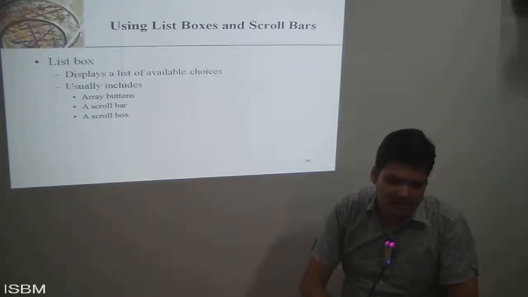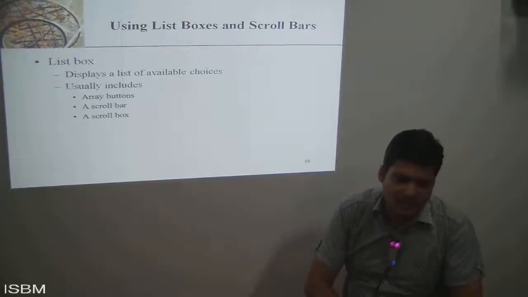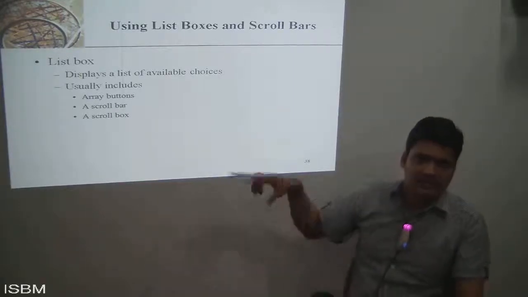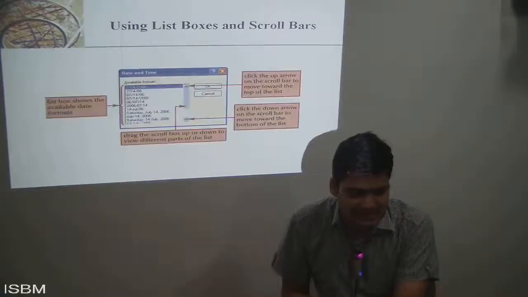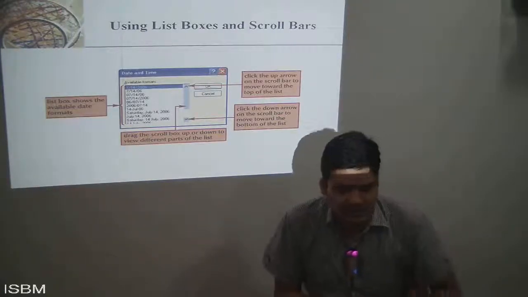List boxes and scroll bar. Scroll bar has an arrow button and a scroll box. On the right side is the arrow button. You can go up and down, which we have already seen. List boxes and scroll bar.